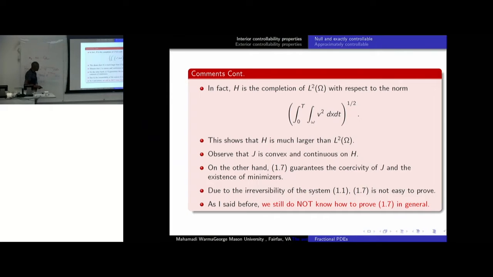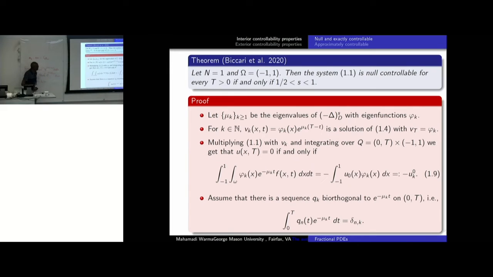Then, as we said, we do not know how to prove 1.7. If you do not know how to prove it, then you cannot find a best possible control. But we have good news in one dimension. We know how to prove it without using the observability inequality. That is a result proved by Umberto Biccari and Hernández.